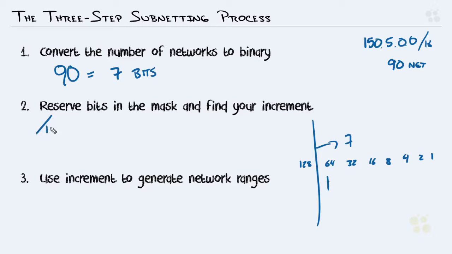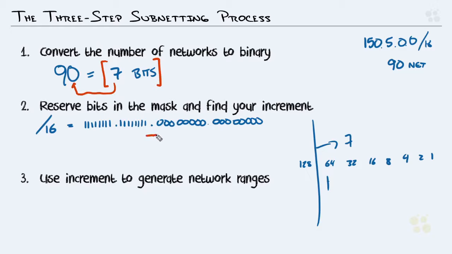Now we're in the class B world with our subnet mask looking like this. And based on our requirements of 7 bits to get the number 90, we will extend that binary by 7 bits. 1, 2, 3, 4, 5, 6, 7. The last one can remain 0. And all the rest of those can remain 0. So our new subnet mask in CIDR notation is a /23.